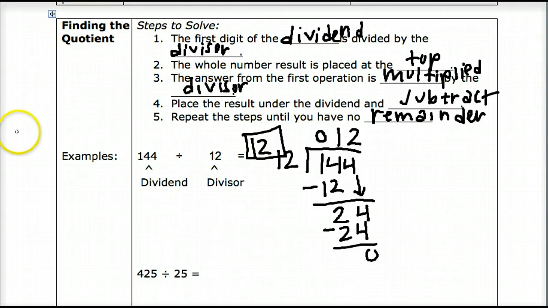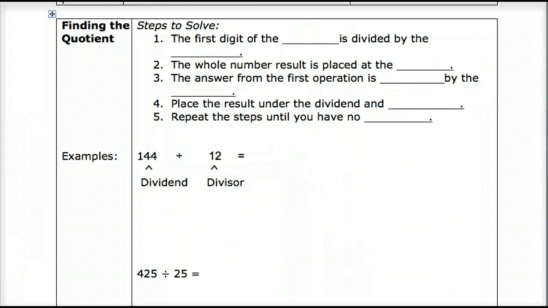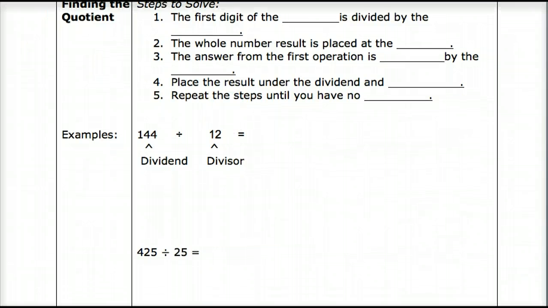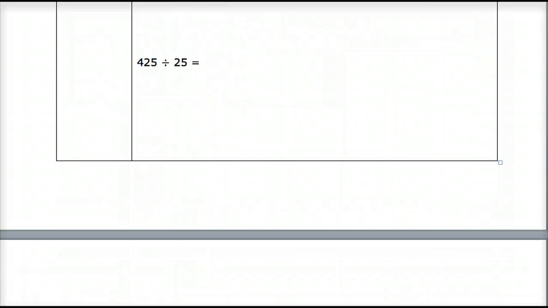So give the next one a try. 425 divided by 25, and then we'll check it. Alright, so for the next problem, you know that 425 is the first number, which we know goes inside the house. So let's go ahead and put 425 here. And we are going to divide 25 into it.